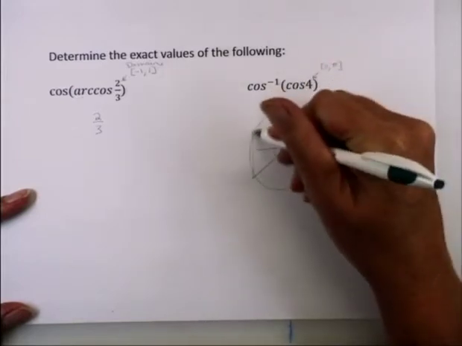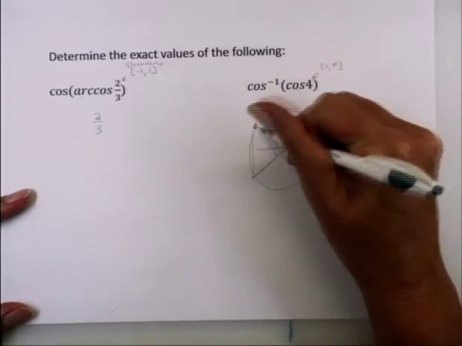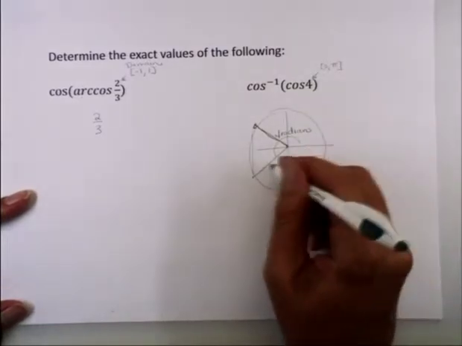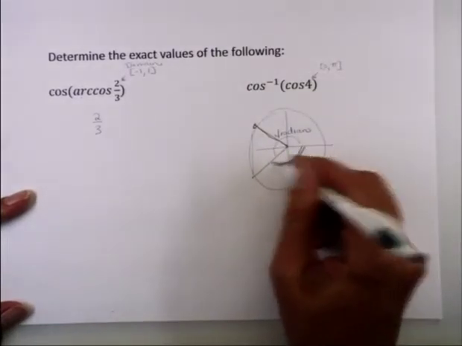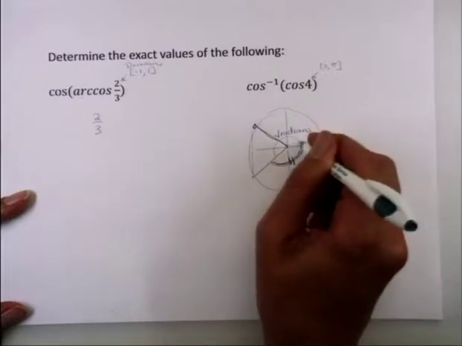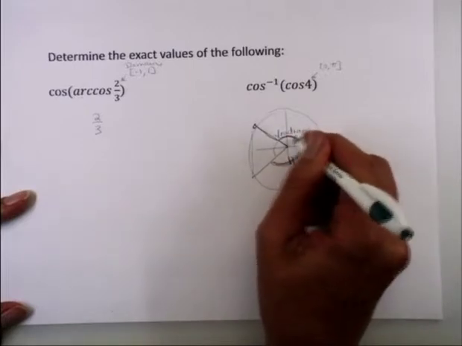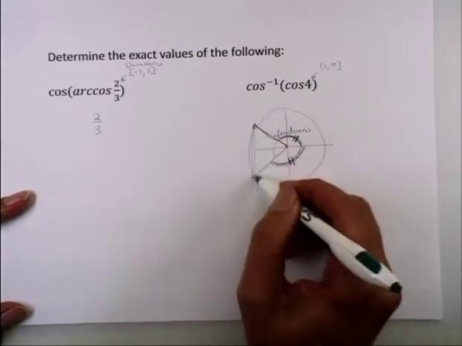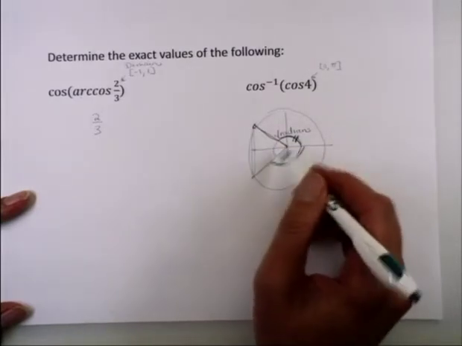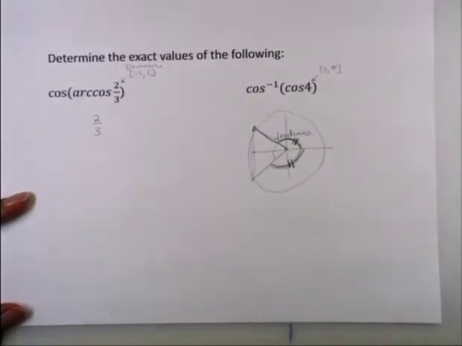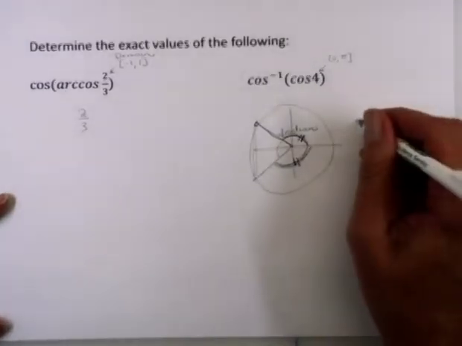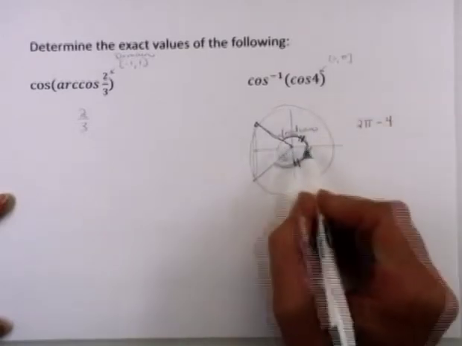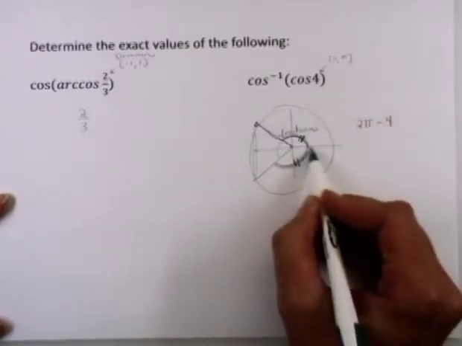I need to reflect this up into this quadrant. So what I need to do is find this angle, because this angle here and this angle here would be equivalent, and they have the same cosine value, and this is within the restricted domain. So for this one, I want to take 2 pi minus 4, and that's going to give me the measure of this angle right here.